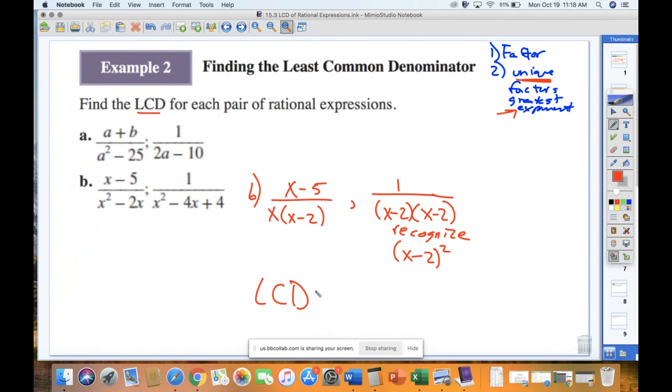So my least common denominator is going to be x times x minus 2. Those are all my unique factors. There's no other factors here. And then I need to look at the greatest exponent. Well, x is to the first power. X minus 2 here is to the first power. X minus 2 here is to the second power. So I'm going to use the greatest exponent for x minus 2. We have it to the second power here. So this is my least common denominator, x parentheses x minus 2 squared.